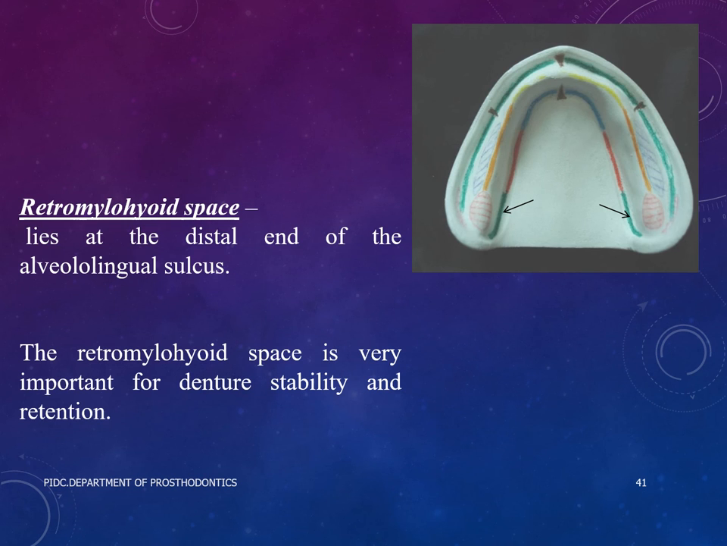Then coming to your retromylohyoid space, as seen in the picture, in the green area where your arrow marks are, that is where your retromylohyoid space is. This area has to be recorded so that your denture will be extended into that area, and it will also have denture stability without dislodging while the patient is speaking or making any right or left movement.